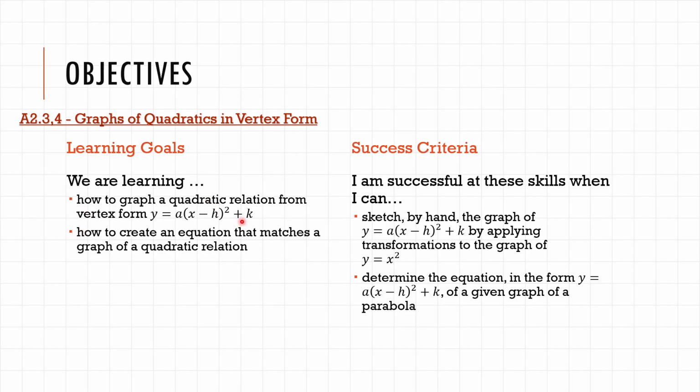We're also going to learn how to come up with an equation just like this one if we already have the graph. And if we do that, then hopefully we can move back and forth between them pretty quickly. This is your success criteria for the day. By the end of this lesson, you should be able to sketch by hand a quadratic if it's given to you in vertex form. And you should also be able to determine the equation of a quadratic in vertex form, given a graph of a parabola.